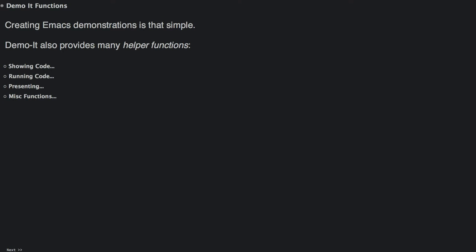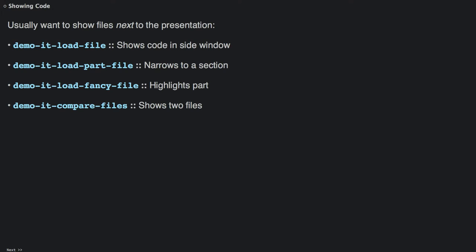All right, so let me go through some of those functions in a little more detail, because I noticed that most of the functions are either about showing code or running code or presenting, and then I've got the misc section. So first on the showing code, I have four primary functions. One's called load file. So I could do the find file, but load file loads it up in a side buffer, because that's usually what I want.